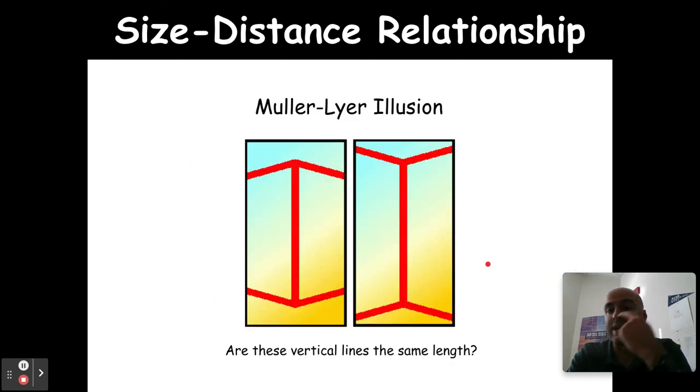Then we have the Müller-Lyer illusion. I mentioned this on our second slide. Are these vertical lines the same length? Or is one larger than the other? It would appear that this side is larger, right? But it's just the way these arrows or these other lines are displayed that tricks our brain into thinking a certain thing. That can play a trick on our perception.